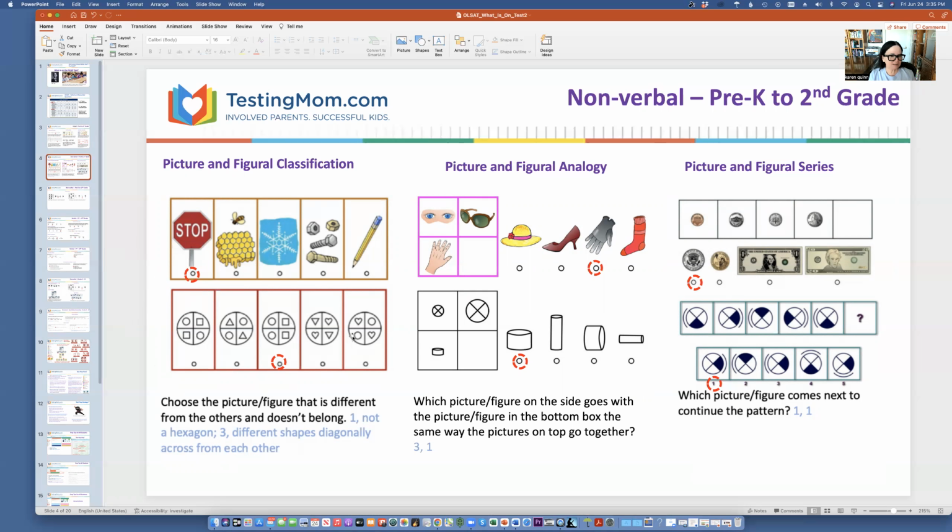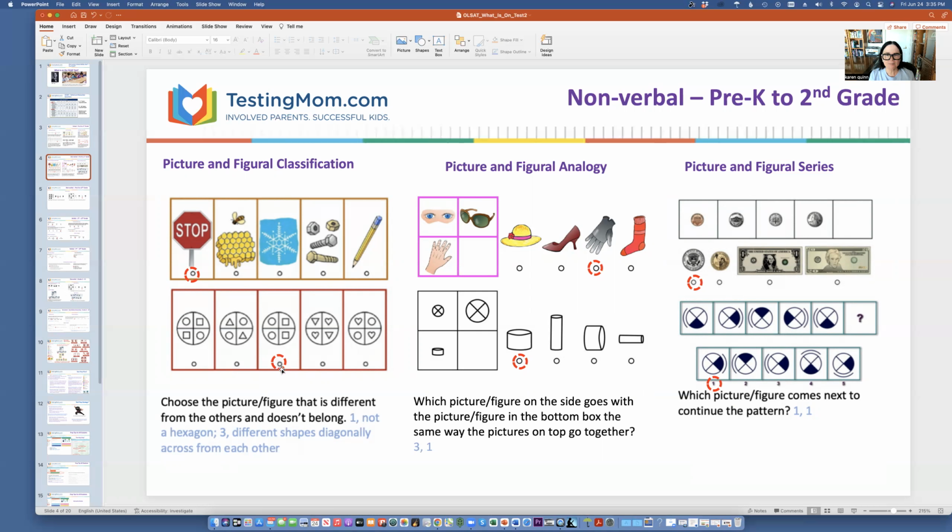So this does not belong. And on this one, which one doesn't belong? It would be this one, because this one has the same shapes diagonally across from each other, except for here, but here and all the rest of them, they're diagonally across from each other. So this is our answer.